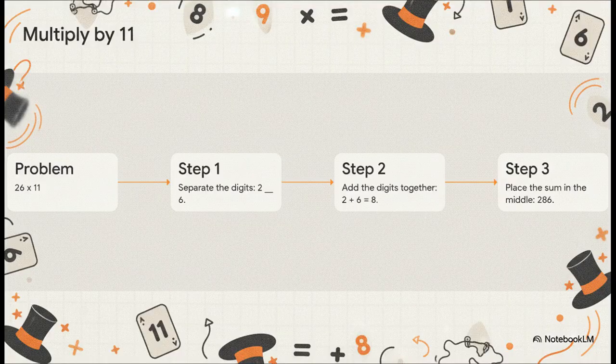This next one, well, it honestly feels like a magic trick for multiplying by 11. Take any 2-digit number, let's say 26. All you do is separate the 2 digits, so you have a 2, a space, and a 6. Then you add those digits together. 2 plus 6 is 8, and you just pop that sum right in the space you made. And boom, there it is, 286. It's an incredibly fast shortcut, for real.